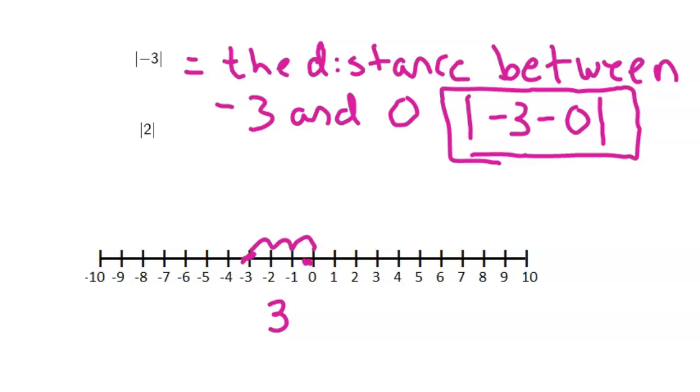Same with 2. The absolute value of 2, the distance from 2 to 0, is 2. Here's 2. You've got 1, 2. Distance goes away from 0. And you can also use the second part of the definition of absolute value here. The absolute value of 2 is really, we assume there's a 0 in there, and it's 2 minus 0, because the distance is 2 away.